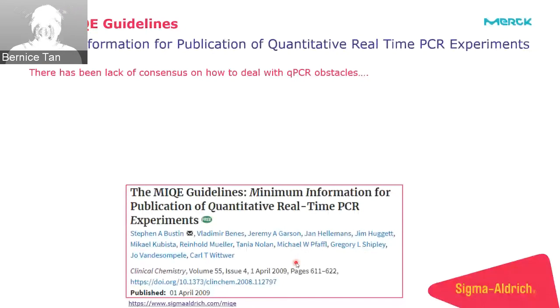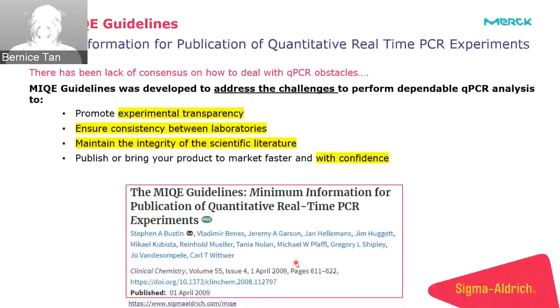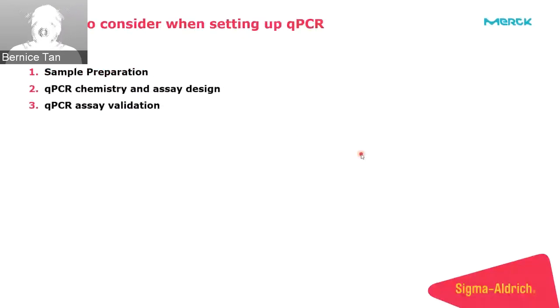So they put together these guidelines to address these challenges. The guidelines promote experimental transparency between labs, maintain the integrity of scientific literature, and allow you to publish and bring your product to market faster and with confidence. If you look at the MIQE guidelines, there are a lot of components of qPCR that you do need to consider. But in the interest of time, and for those of you who are new, I put together these three main key considerations when setting up your qPCR. Today we're going to touch on sample preparation, your qPCR chemistry and assay design, as well as your qPCR assay validation. We'll start off with sample preparation.